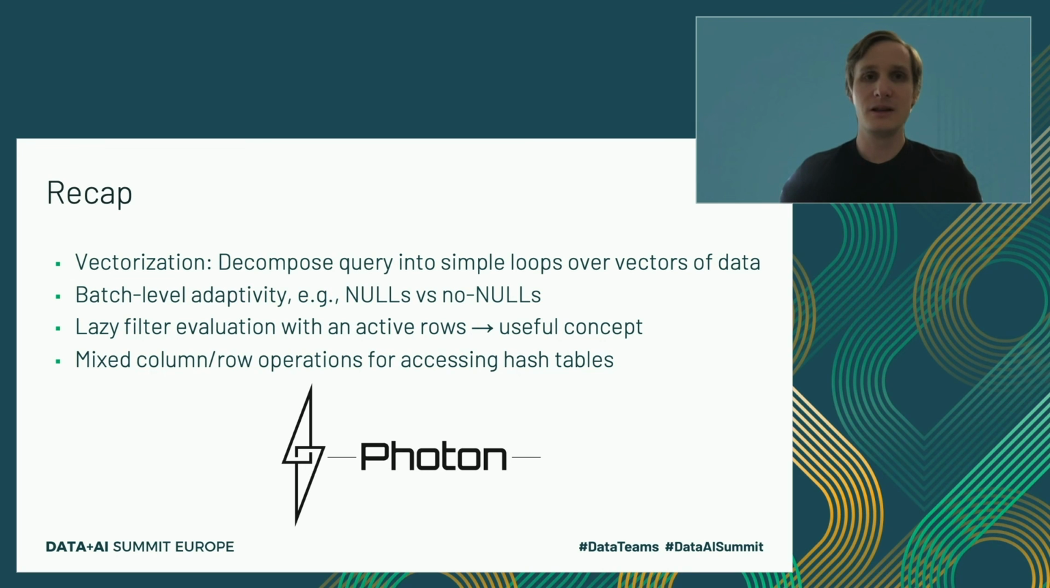Just to recap, I taught you a little bit about the basic blocks of vectorization. The way to think vectorized is that you want to decompose all of the operations into very simple loops over vectors of data, because CPUs are very good at dealing with this kind of code. Vectorization also allows batch level adaptivity, so you can adapt to the properties of the data you're seeing at runtime and don't necessarily need to give all the properties up front in the schema. We talked about lazy filter evaluation via active rows, which is a useful concept for more complicated operations like joins and aggregations. And we've also talked about how to deal with mixed column and row operations for hash tables.